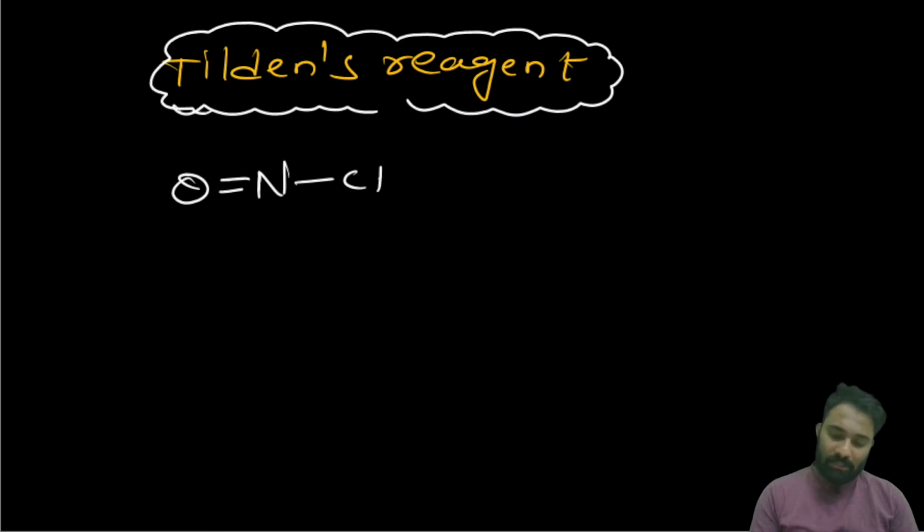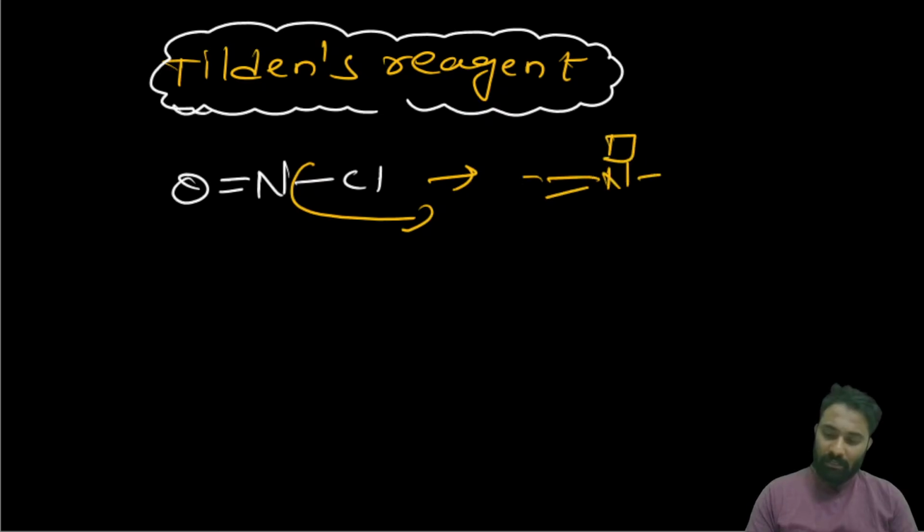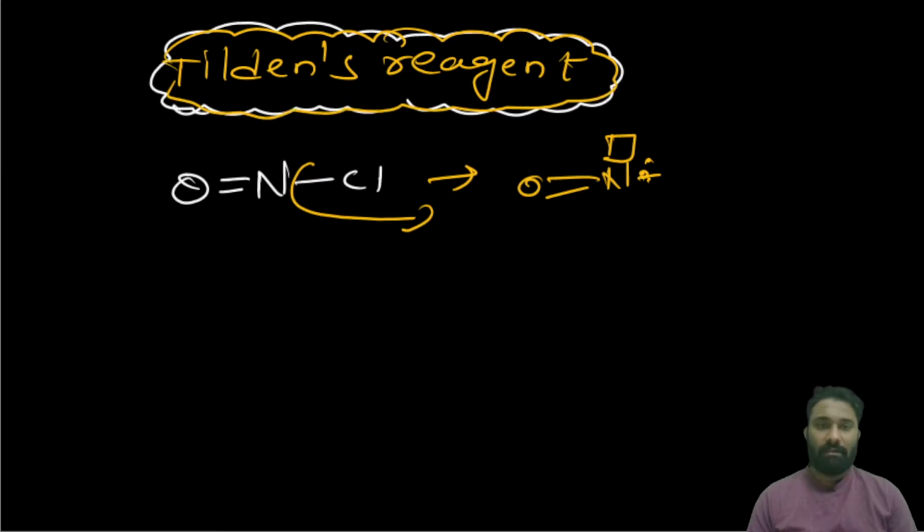Nitrogen. Good, because chlorine, being the more electronegative and a good leaving group, will take the bond pair of electrons. Then here it will get the carbocation. Now this is the electrophilic end. Remember this pair, Tilden's reagent. Done? Clear? Now we'll see the reactions one by one.